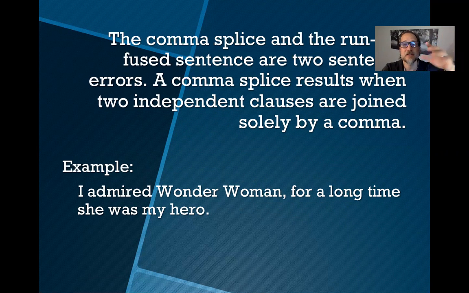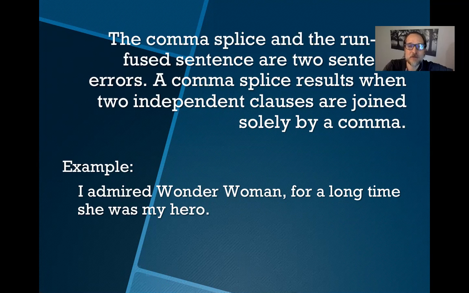Why am I concentrating on these? If you get these in there, it's a bit of a doozer. Sometimes you have profs that will just knock it down a half grade almost automatically when they see more than one. Usually it's two is when you start hitting problems. A comma splice results when two independent clauses are joined solely by a comma.